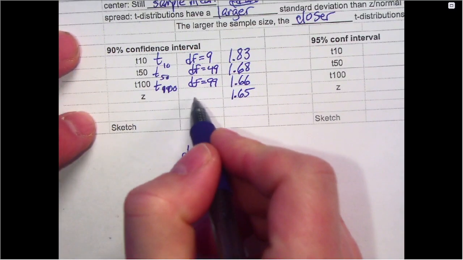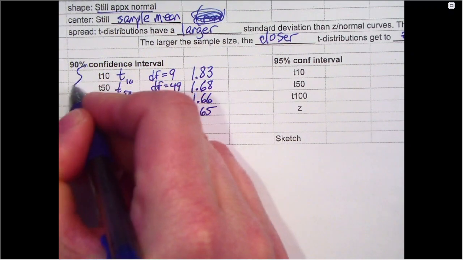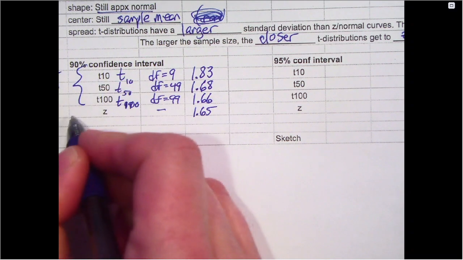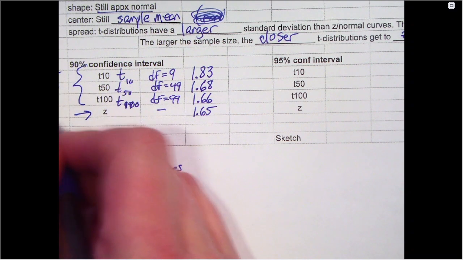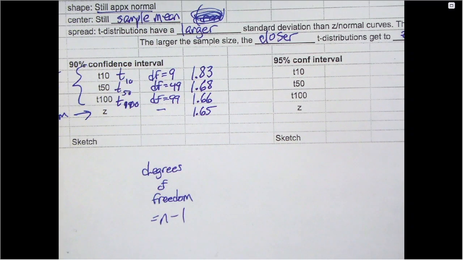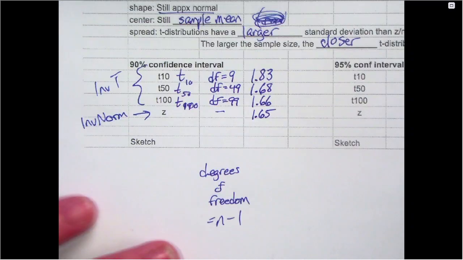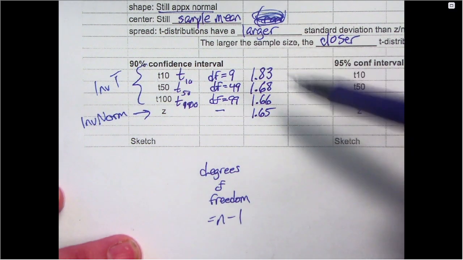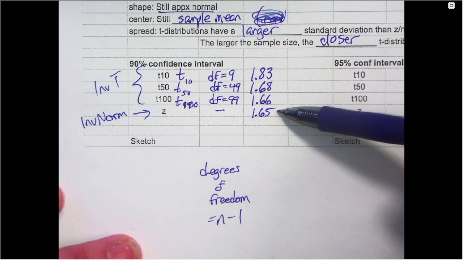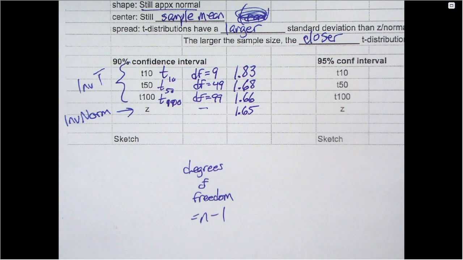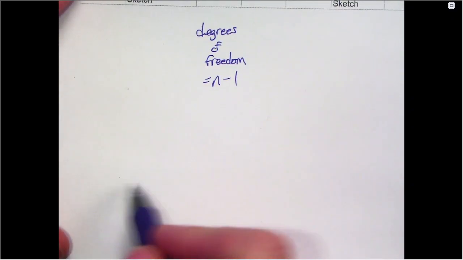So z doesn't have degrees of freedom. You don't need a sample size for z's. These were inverse t. That's inverse normal. And notice that these numbers get closer and closer. If I did like T sub 1,000, it'd be basically the same thing. So the more data you have, the less you have to guess, the more it looks normal.